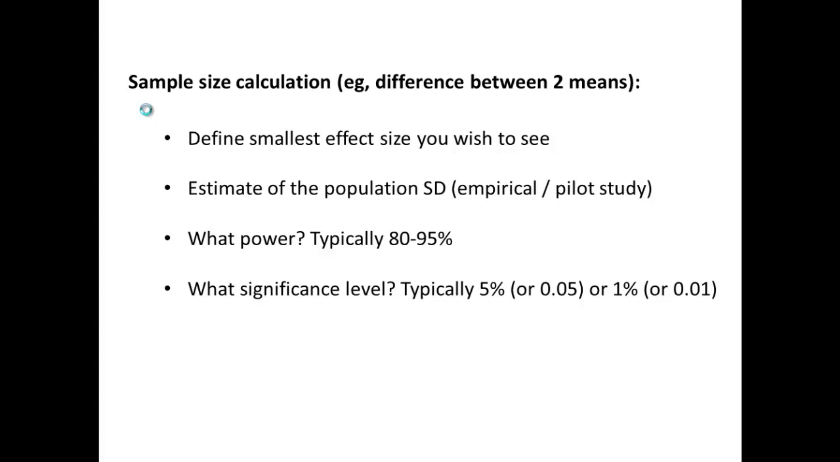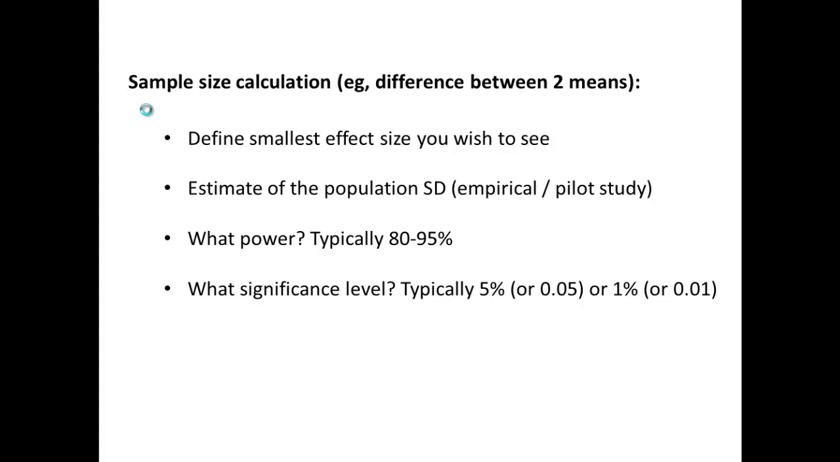So first of all, we need to define the smallest effect that we wish to see, the smallest clinically or scientifically relevant effect. Then we also have to have an estimate of the population standard deviation, and typically we use empirical estimates from other studies or perhaps some pilot data to estimate that standard deviation. Then we have to specify the power, and as said, we typically choose a value between 80 and 95%. Then also what significance level, and that's typically 5% or 1%, or p equals 0.05 or 0.01.